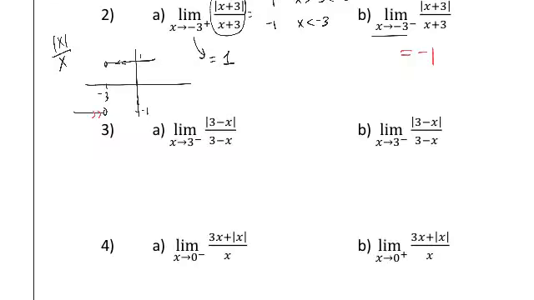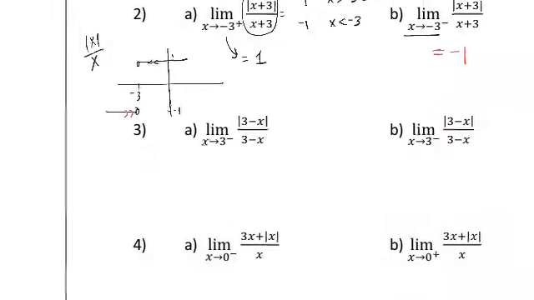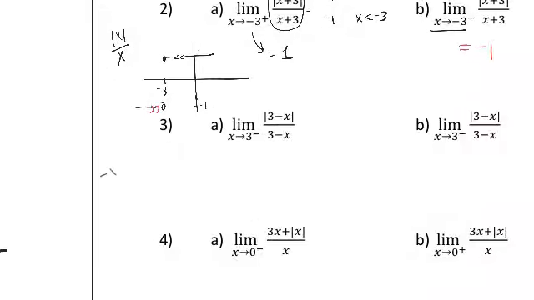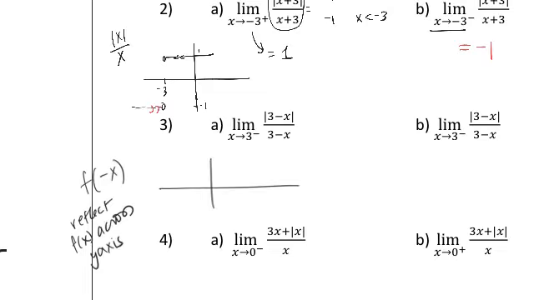3 minus x, again, can be thought of in terms of transformations. You can remember that when you put in negative x into a function, f of negative x is going to reflect f of x across the y-axis. So you can realize that this function is really going to look like the one above, except it's going to be reflected around the y-axis.